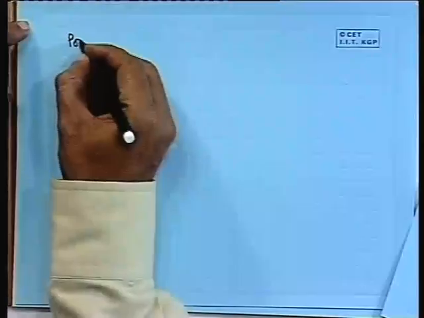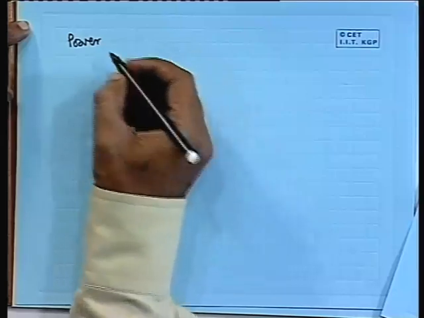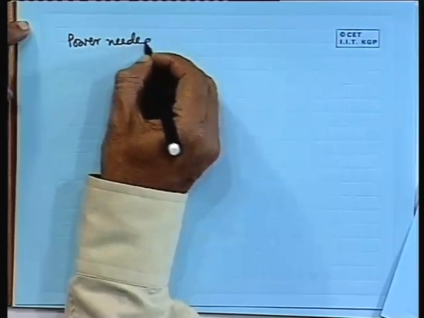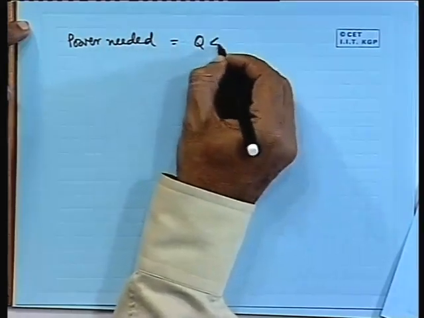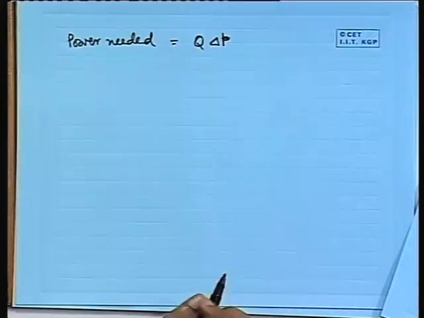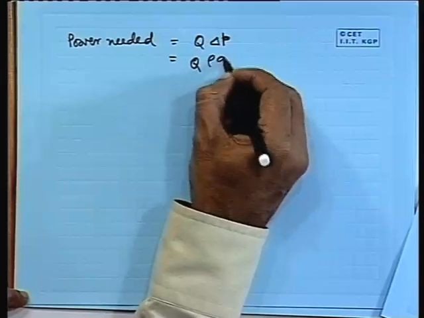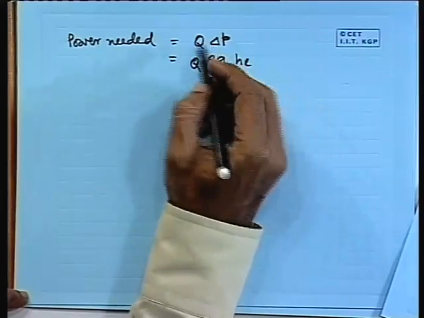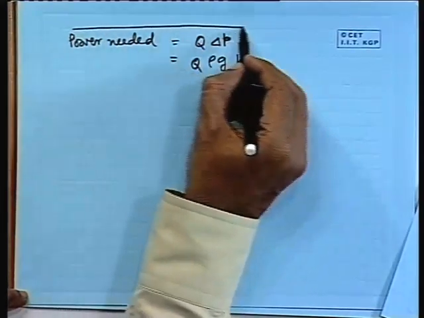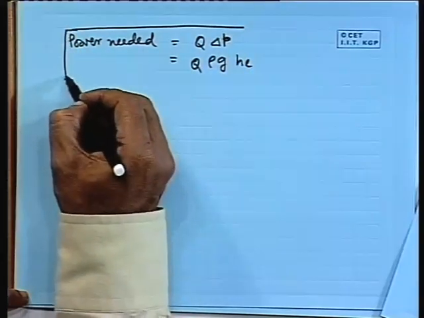Okay. So, let us start, and what we have got is power needed, that is rate of energy needed is equal to Q into delta P. So, this equation, and we can write this as Q into rho G H L. So, both of these equations one can use for the calculation of power.